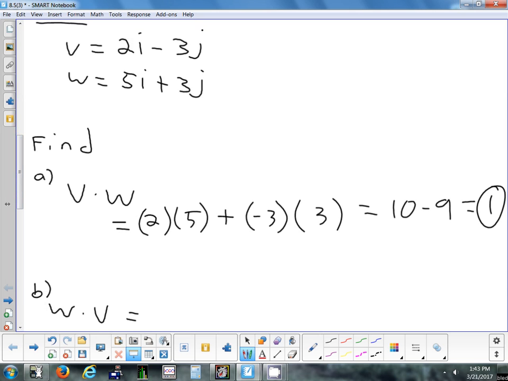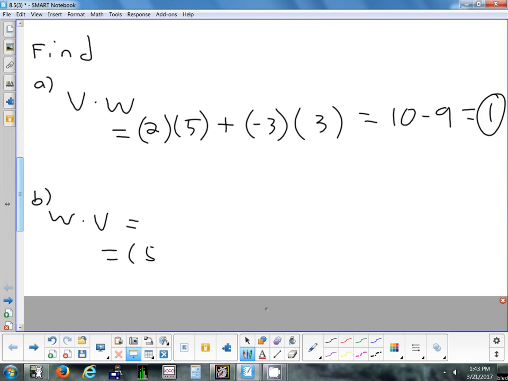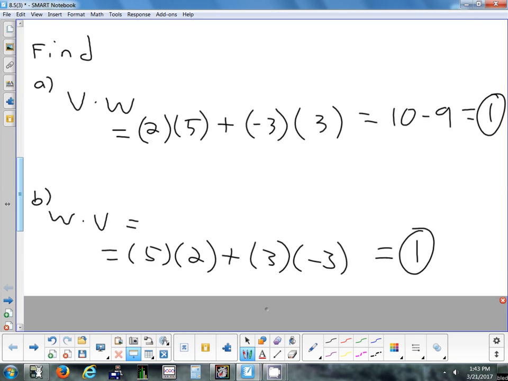Okay, so now the w's, think of that as your a1 and b1. That comes first, so 5 times 2. And what would come next? 3 times negative 3. Following the formula I just had, that's exactly what w dot v would look like. And what do you get? You get the same thing. So what does that mean about the dot product? It's consistent. It's always the same.